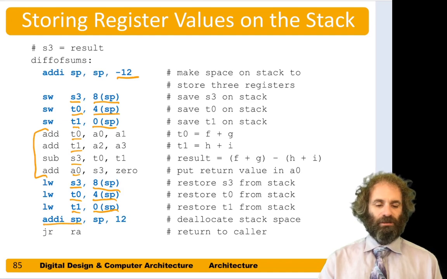And finally, we move the stack pointer back to where it was before. So now we're all done, and none of the registers have changed except A0, which was supposed to hold the return result. And the stack pointer's back where it was before we started, and now we return with our jump register to RA.